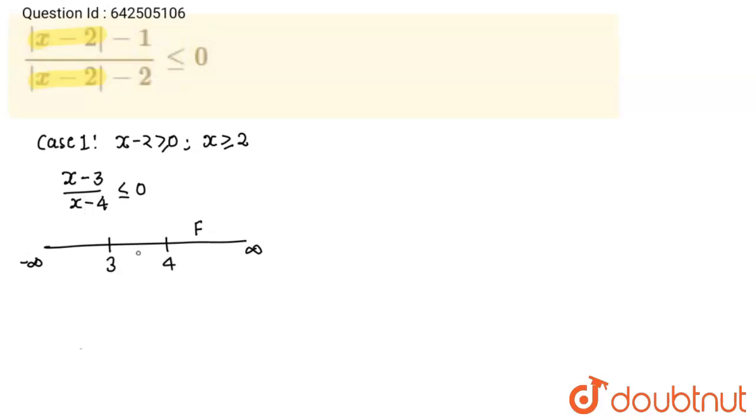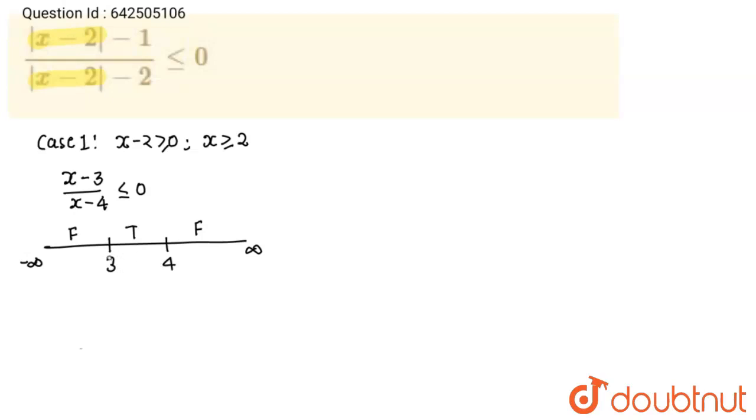Between 3 and 4, if we take any number, the numerator will be positive and the denominator will be negative, and negative is less than 0. This is the true region. When x is less than 3, the numerator will be negative and the denominator also negative, so negative upon negative is positive. So this statement is false. From here, the only region that satisfies is 3 to 4.